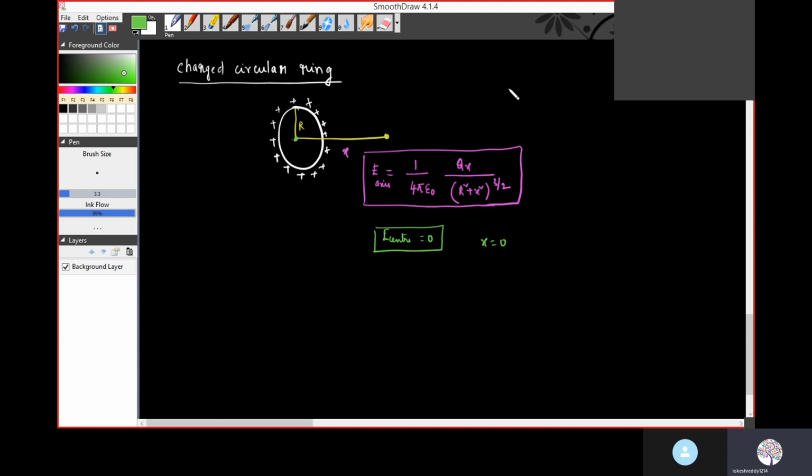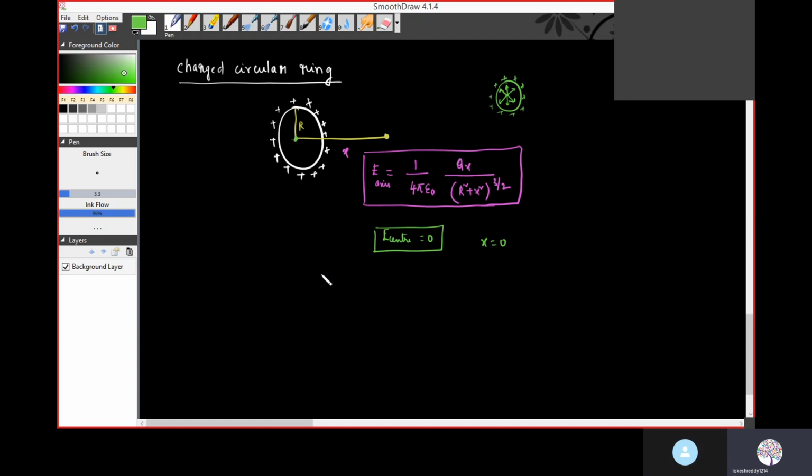You can see here, these charges are all around like this. Here, this charge will push in this direction, this charge will push in this direction. So every charge pushes, and there will be an opposite charge which pushes in the opposite direction. So the forces get cancelled, the net field will become 0. So at the center of the ring, it will be equal to 0.